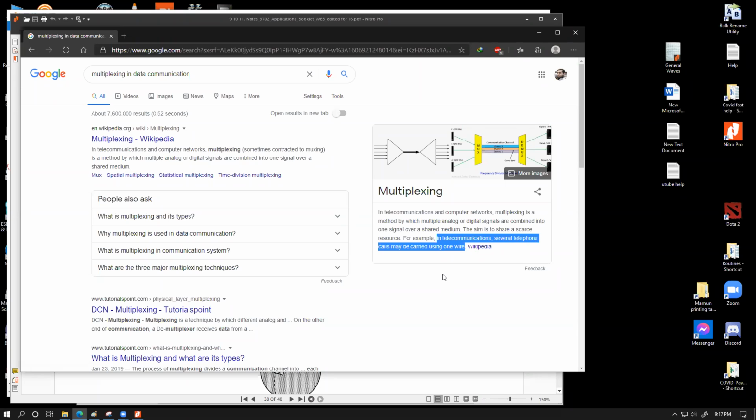simultaneously. So there are multiple different ways this can be achieved. For example, let's say you have one optical fiber channel, and actually a single optical fiber is very small and very thin.